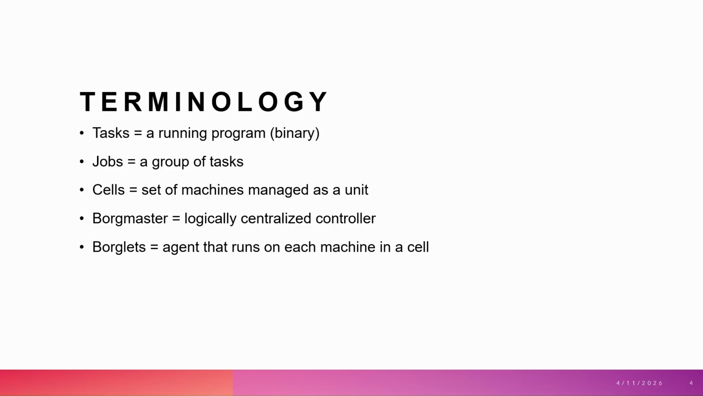So moving on to terminology, we have some terminology that you should be familiar with before moving on to the next slides. We have tasks, which are running programs or binaries. We have jobs, which are groups of tasks. We have cells, which are sets of machines managed as a unit by Borg. And then we have the Borg master and Borglets, which are part of the cell. The Borg master is a logically centralized controller that communicates with Borglets. And these Borglets are agents that run on each machine in a cell.